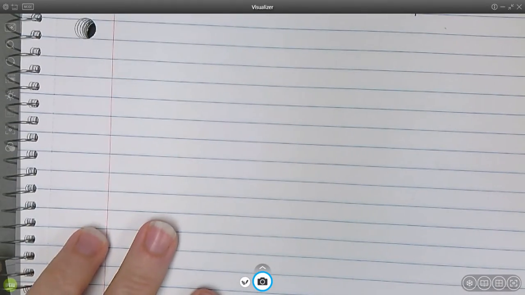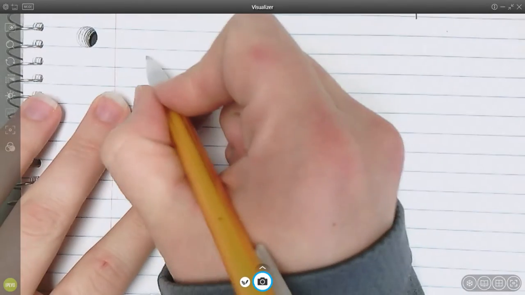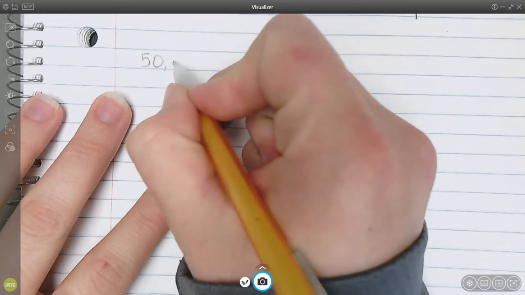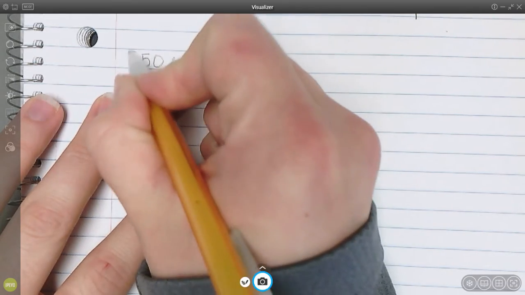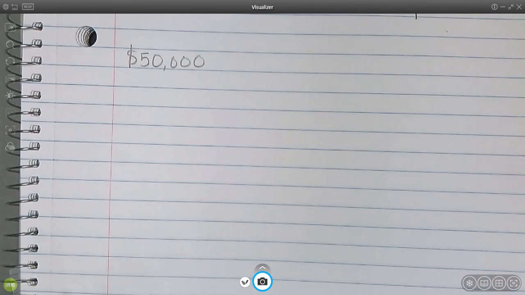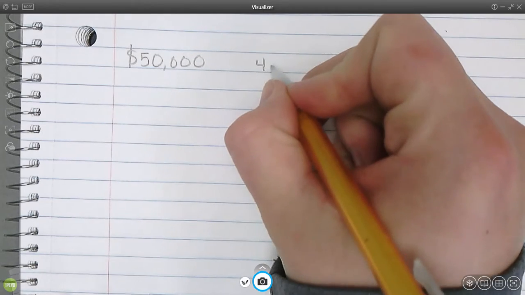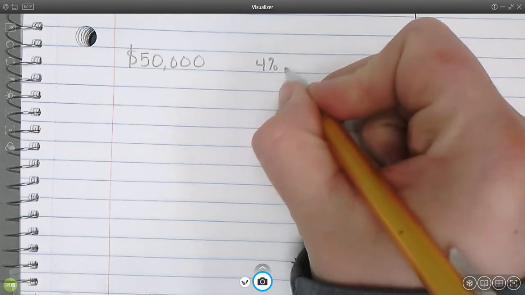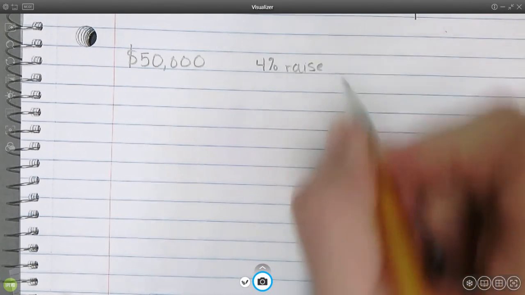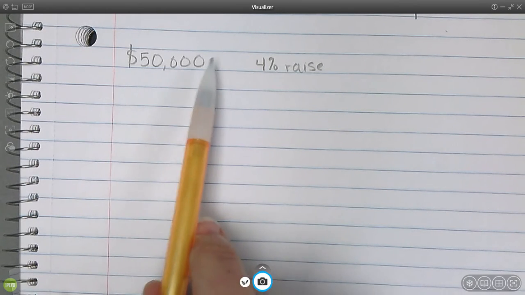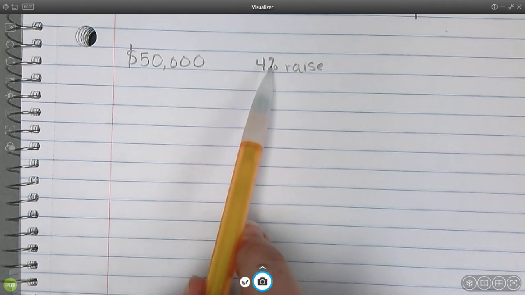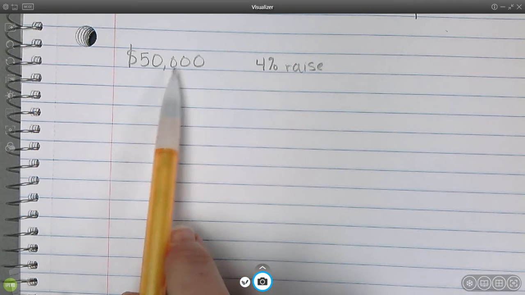Okay, so that one was on the easier side. So let's pretend that you got a new job and you have a salary of $50,000. Every year, you get a 4% raise. So you started a new job. The first year you get paid $50,000. The second year you'll get a 4% raise from this.